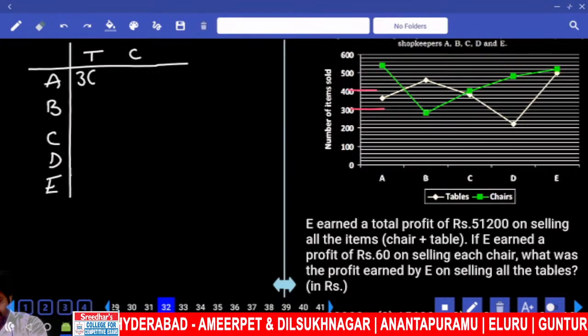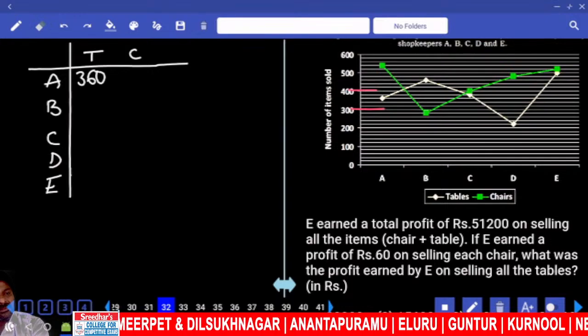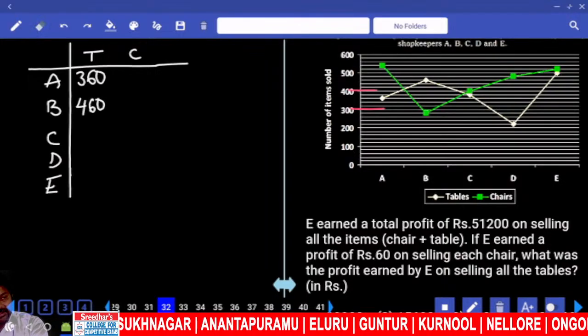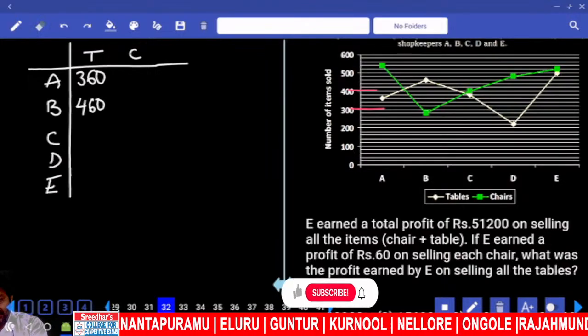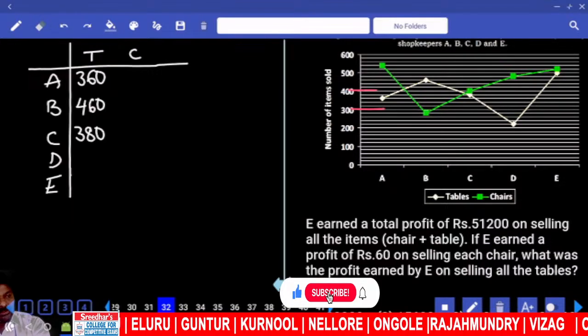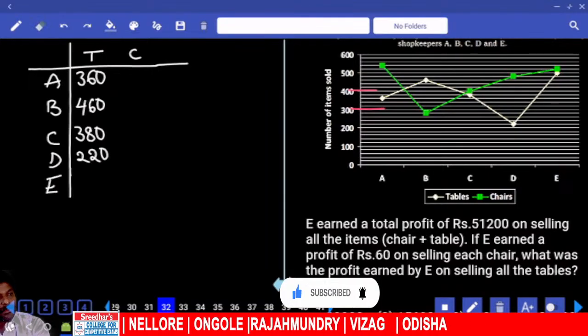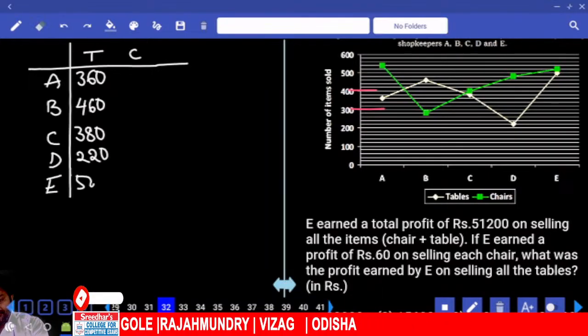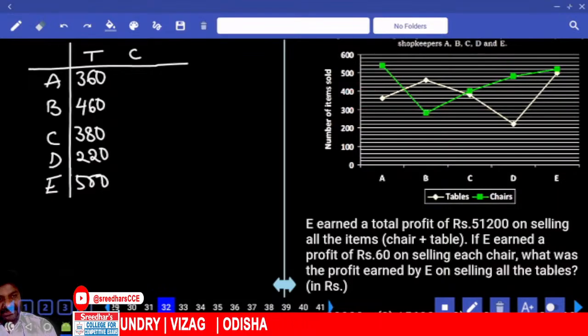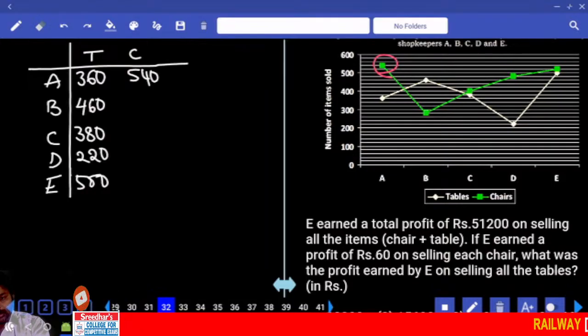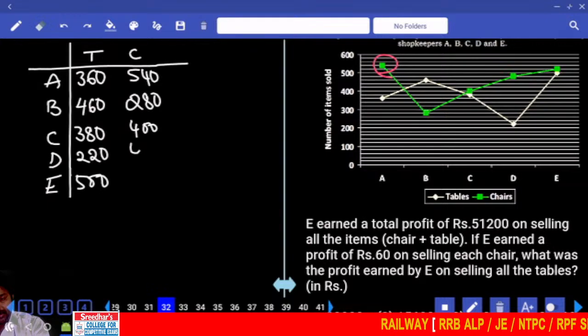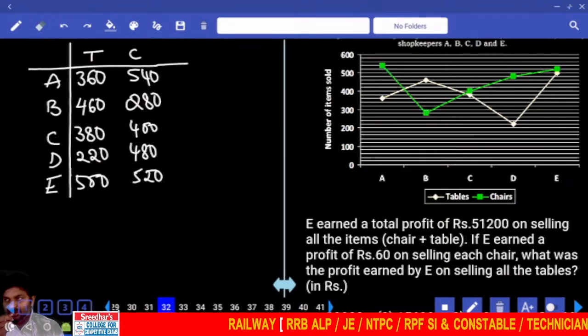First number 360, follow the line, 460. Next is one line below 400, 380. One line above 200, 220. And exactly 500. Next chairs, green color, 540, follow the line, 280, 400, 480, 520. These are the number of items sold.